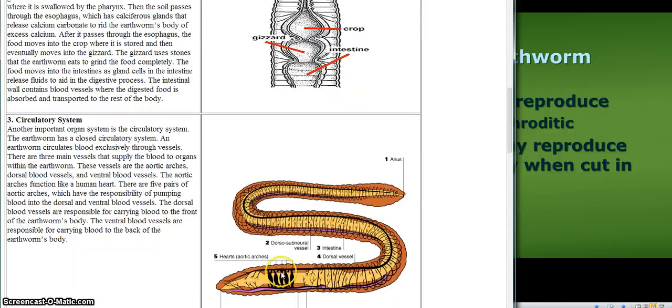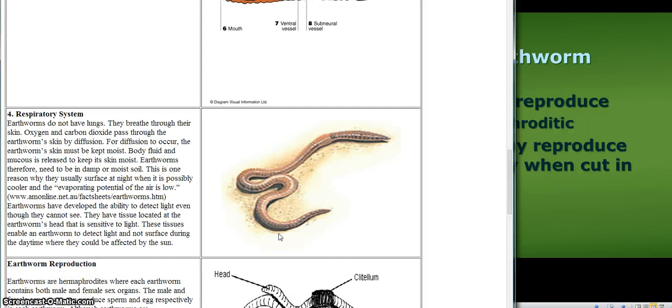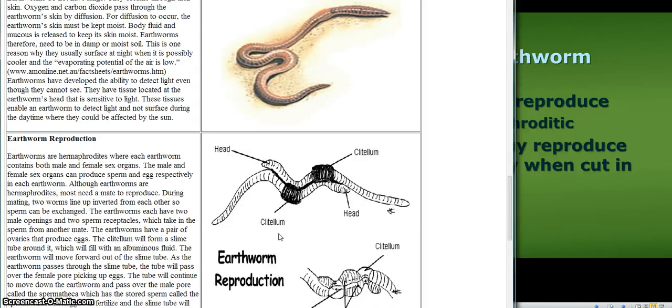The circulatory system, the blood is going to be going away through these arteries. It will then use the capillaries to push the blood to the smaller areas where it needs to go. It will be collected again in this dorsal vessel, brought back to the aortic arches, acting as 5 different hearts for the earthworm. Respiratory system is all through the skin, exchange of oxygen and carbon dioxide through the skin, and reproduction by helping each other out, passing that sperm to the ovum and then off of the body in that slime coat.